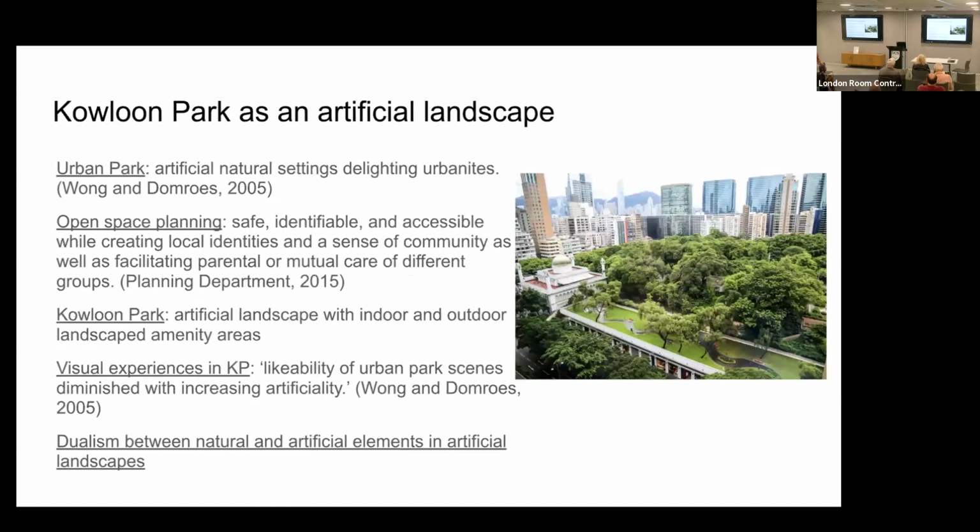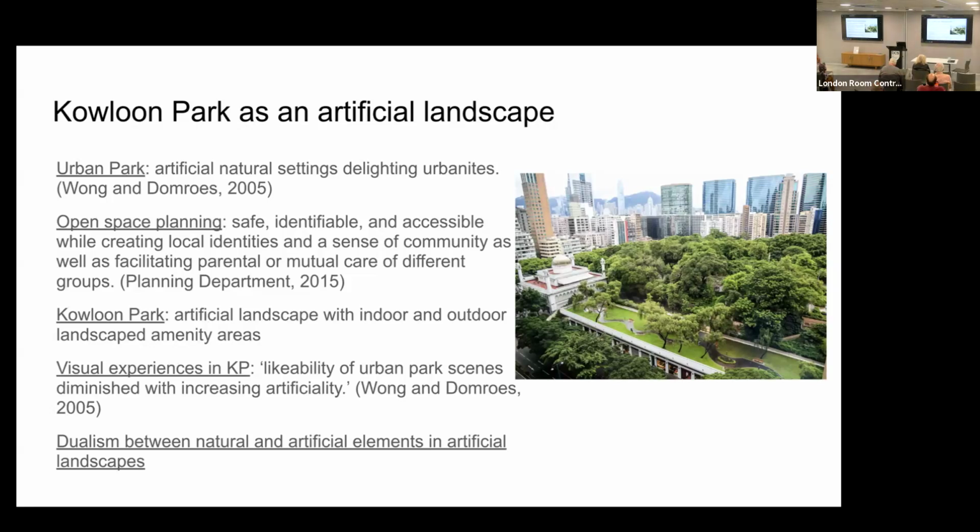So these two questions bring me to the case studies of, first, Kowloon Park as an artificial landscape and the definition of urban park. To Wong and Domroes in their research, it is the artificial natural setting that delights urbanites. And in the policy of Hong Kong, artificial landscape can also be considered as open space planning, which aims to create safe, identifiable, and accessible spaces while creating local identity as well as a sense of community and facilitating parental or mutual care of different groups.